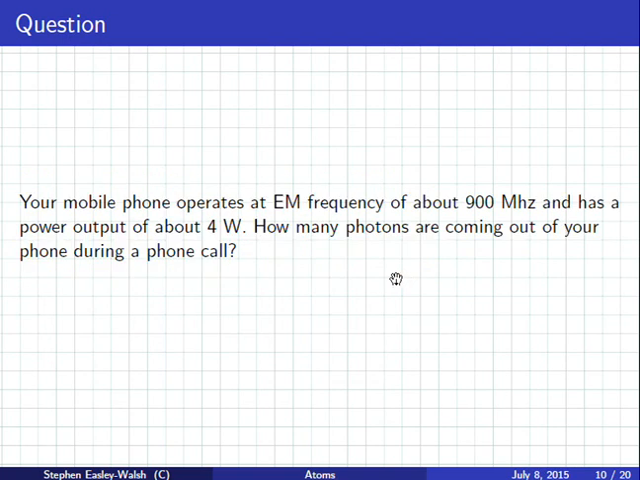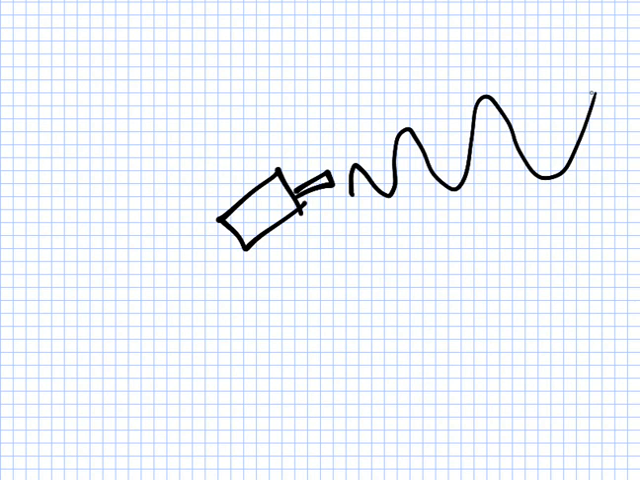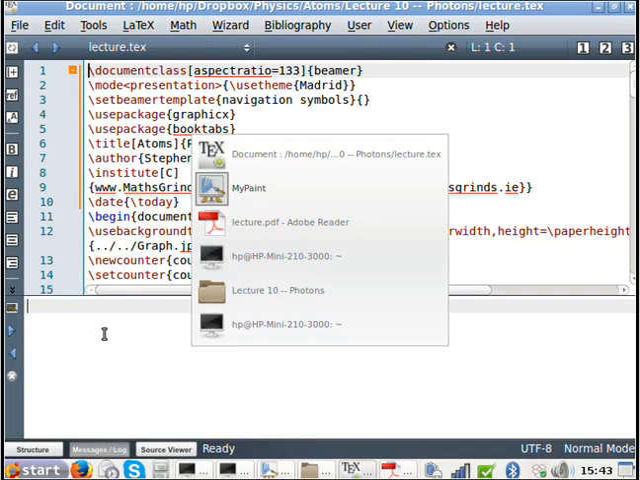Now this is what you were asking me. Your mobile phone has a frequency of about 900 megahertz and a power of 4 watts. So how many photons are coming out? Because if you think about it, here's your phone, and there is a wave coming out, isn't there? Like a radio wave. But this wave is made up of lots of little photons. So my question is, how many photons? So I tell you that the frequency, what did I say, was 800 or 900? Oops. 900.